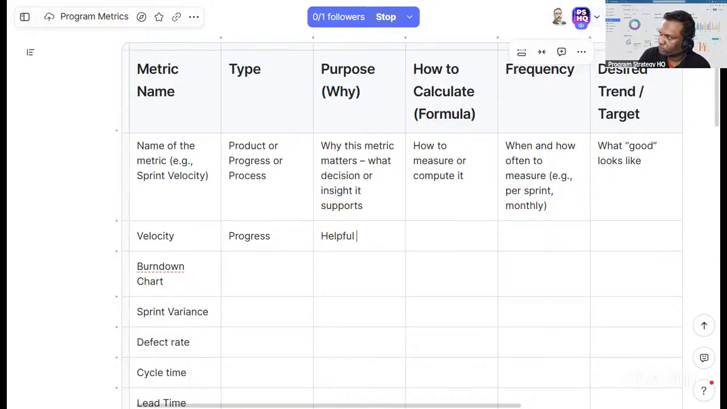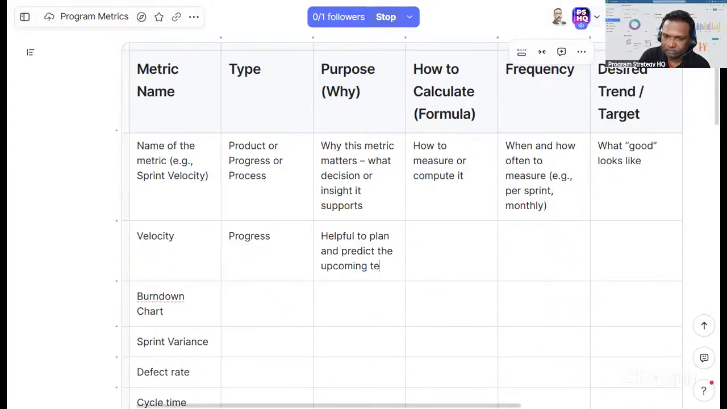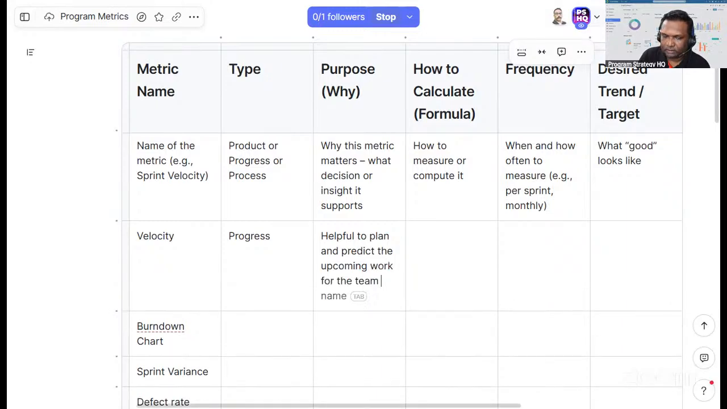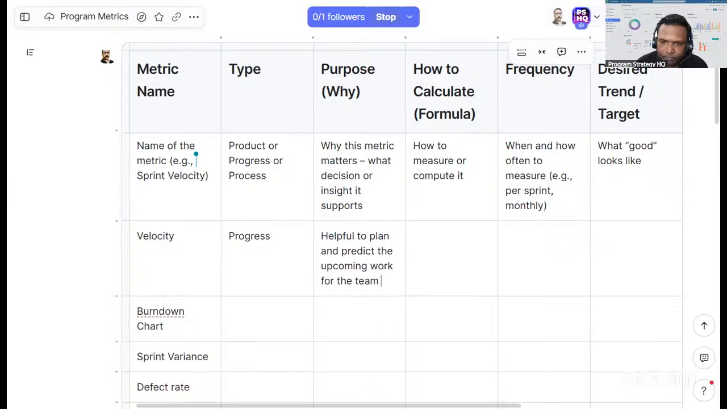Helpful to plan and predict the upcoming work for the team, because with velocity over a period of time, when it stabilizes, we'll be in a good position to estimate the futuristic trend of this team, whether it is for releases or for the sprint.